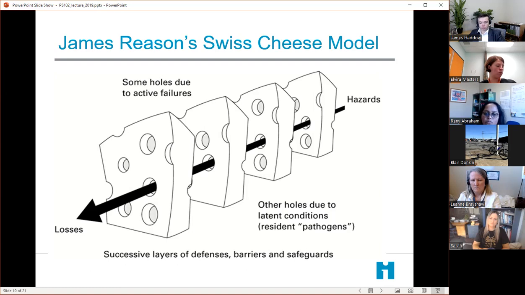So if there is a hole in the first defense, it's hopefully not lined up with a hole in the next defense, and they'll get caught in the next defense, and that will be what's called a near miss. But occasionally, due to chance, or maybe not chance, all the holes line up and the patient falls straight through all of the defenses and ends up in harm. So that's one way to think about it, and I think it's a fairly good model for most of the time.